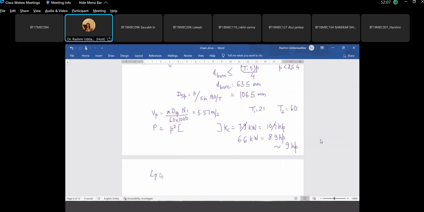Give me what is the length of the chain in terms of links or pitches. So you have to initially assume some center distance, which as I said is in a range of 30p to 50p. By default, let us take it 40p and later we'll modify this. So if Cp is 40 times pitch, which is 40 into 15.875, T1 is 21, T2 is 60, give me the value of Lp. This is the length of the chain in terms of pitches, or in terms of number of links.